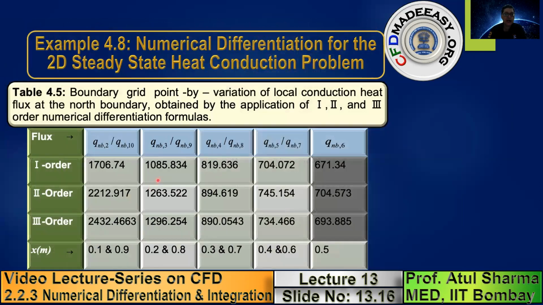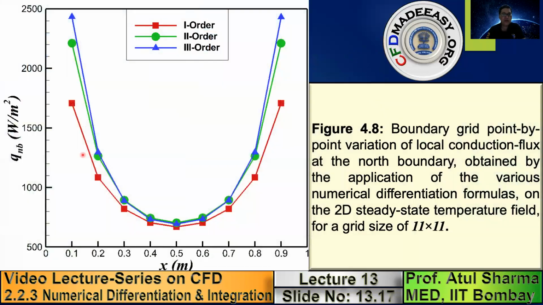Using this data and developing a computer program by first order, second order, and third order numerical differentiation, these are the values of local heat fluxes obtained, and this table presents the results for the heat fluxes at the boundary grid points. These points correspond to the x locations of 0.1, 0.9, and so on. Similarly, if you take these heat fluxes and do numerical integration, in the next slide I will show you.